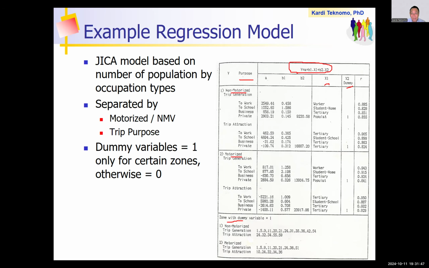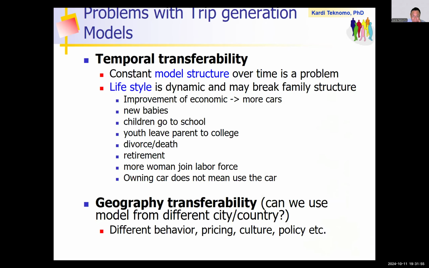So you can use any model. I'm suggesting that if you want to use this, you can use a regression model. Okay. Some problems with the trip generation model are space and time transferability.